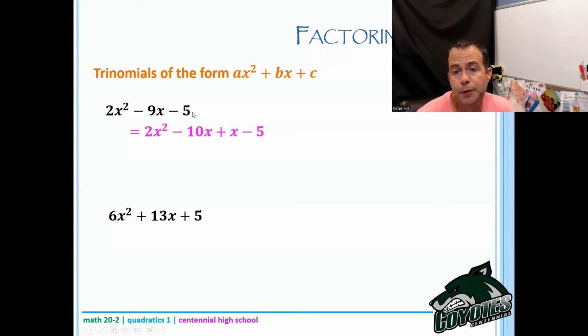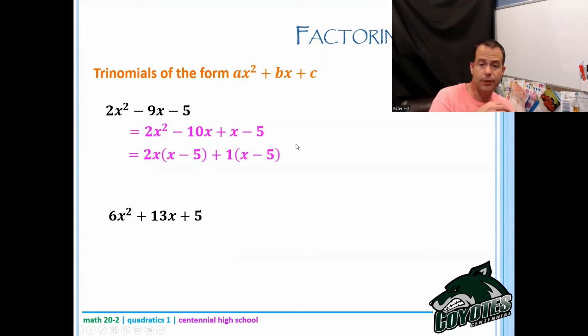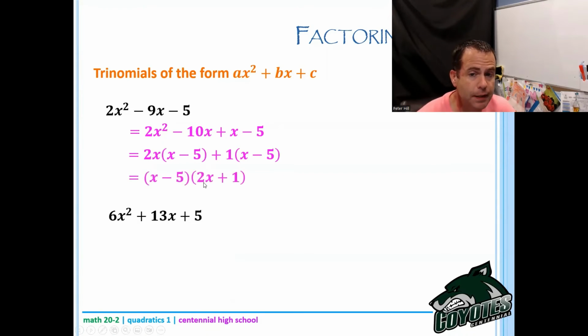Now I'm looking to factor the front two and factor the back two. On the front two, I can take out a 2x, and that's going to leave me with x minus 5. On the back two, there's nothing to take out, so I take out a 1, which leaves me with x minus 5. I get super excited because my x minus 5 is common to both of these terms. So I pull the x minus 5 out, and I'd be left with 2x plus 1. So my final answer would be x minus 5 times 2x plus 1.